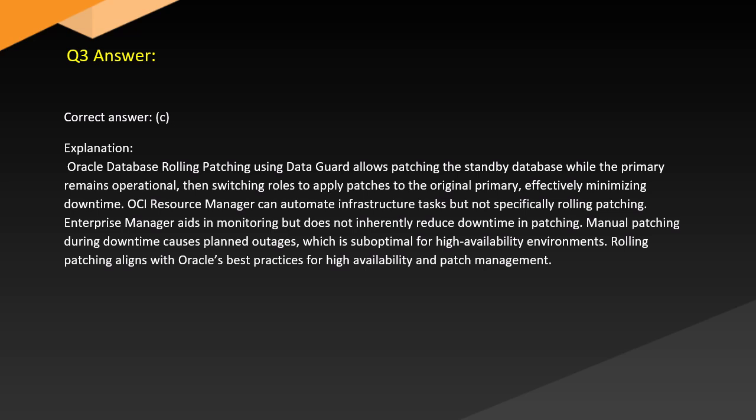OCI Resource Manager can automate infrastructure tasks, but not specifically rolling patching. Enterprise Manager aids in monitoring but does not inherently reduce downtime in patching. Manual patching during downtime causes planned outages, which is suboptimal for high availability environments. Rolling patching aligns with Oracle's best practices for high availability and patch management.